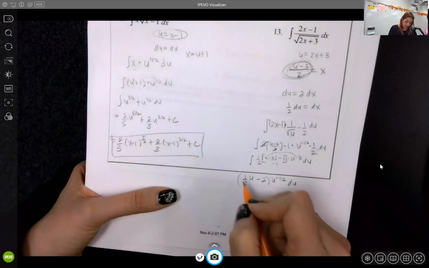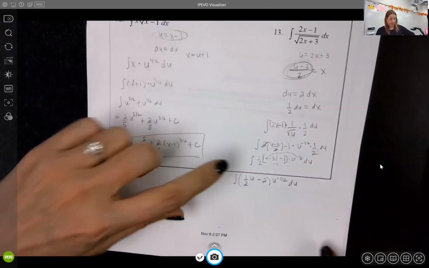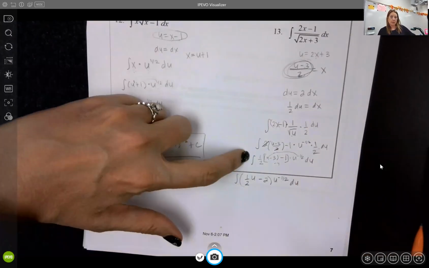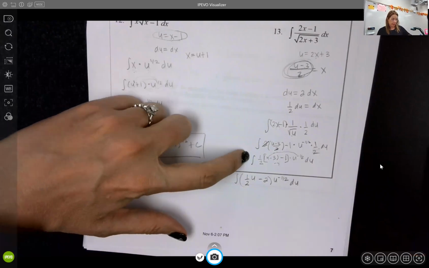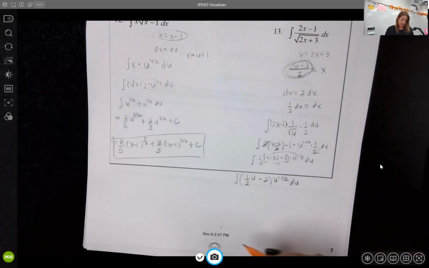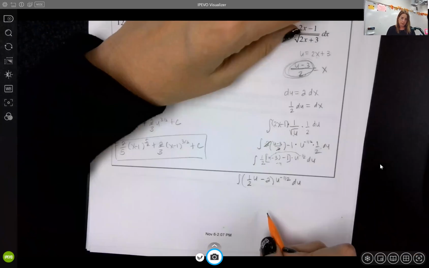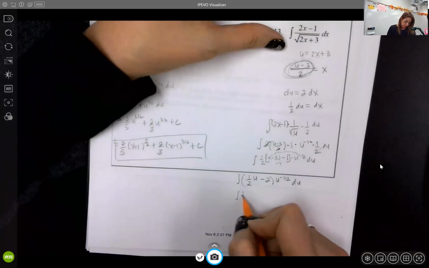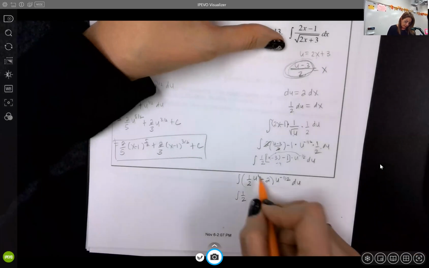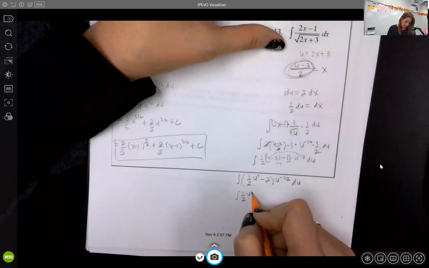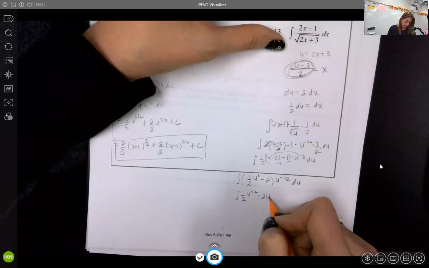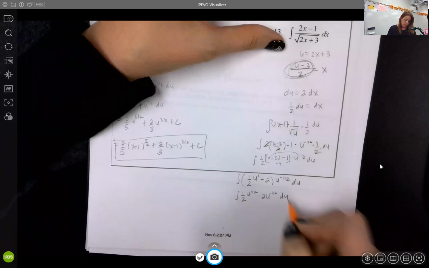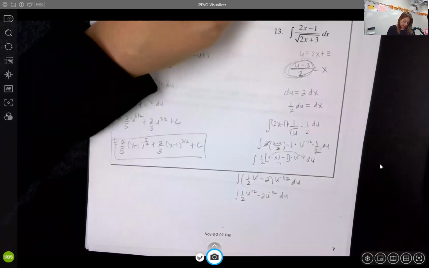There's a couple ways you can do this. You could pull the 1/2 out from the very beginning and then multiply your answer by the 1/2. I prefer to just get it over with and not have to worry about it when I'm done. So this is going to be 1/2. 1 minus a half is just 1/2 power, and then minus 2u to the negative 1/2. All right, we are finally ready to integrate.